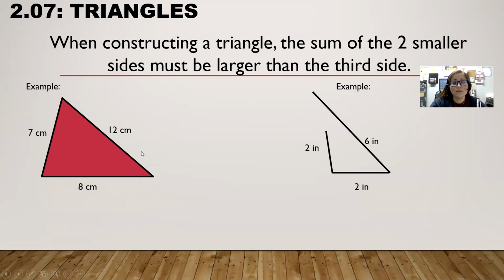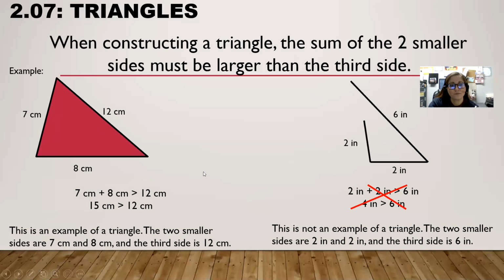Here are two examples of this. We can see that in this first red triangle, the measurements are going to add up to a number that is bigger than 12 centimeters. However, on this triangle to the right, the two smaller sides are not going to add up to a number that is greater than 6 inches. So this would not be an example of a triangle, and we'll look at that in more detail right now.